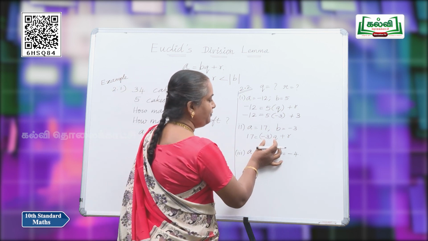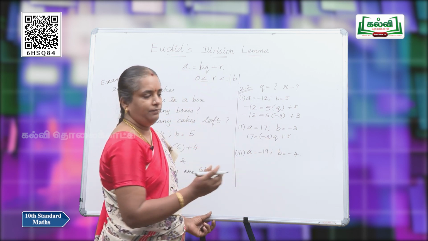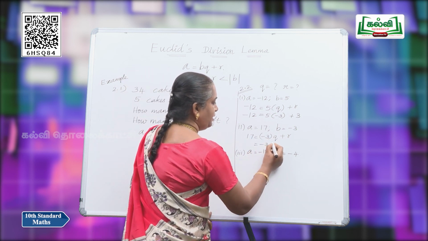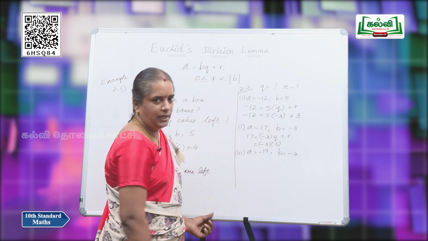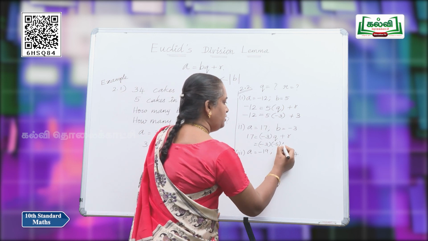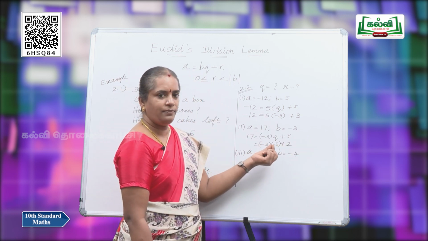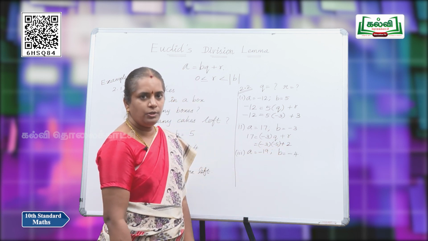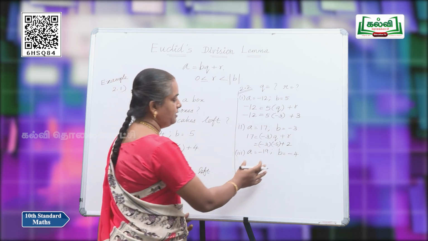So, to make it 15, we have to take q as minus 5. So, minus 3 into minus 5 becomes 15. We need 2 more. So, plus 2. Which means q is minus 5 and r is 2. Very good. Here we are going to apply the long division method in this also.